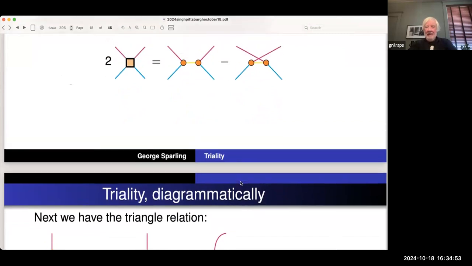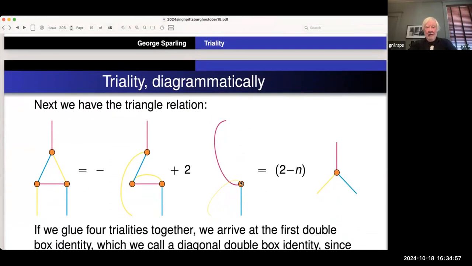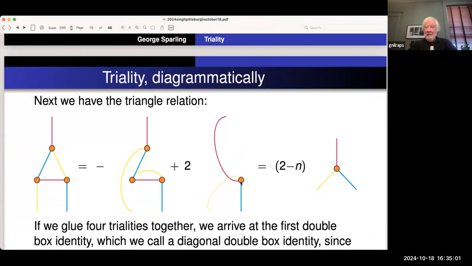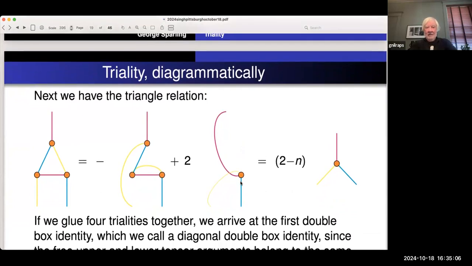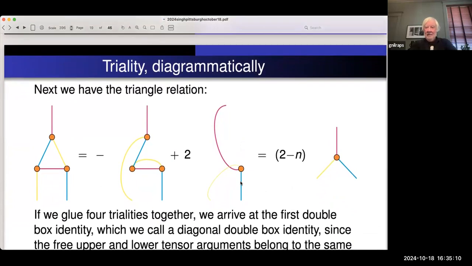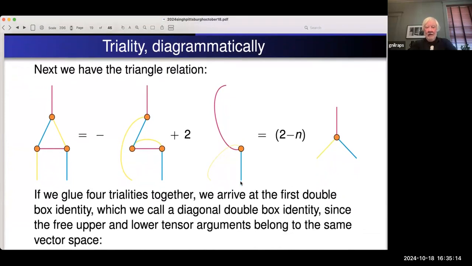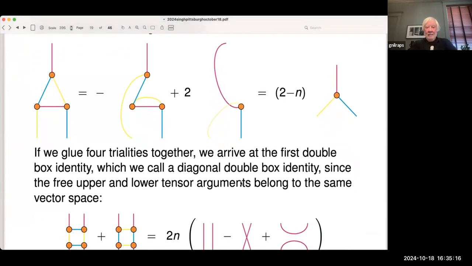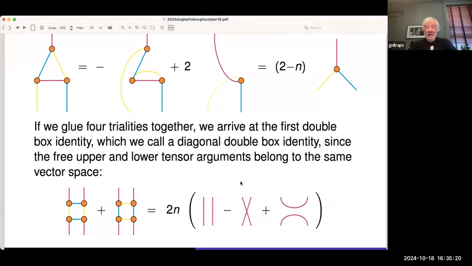So now you can start playing with these diagrams. Here's a beautiful little formula. If you have a triangle like this, it turns out to be proportional to the triality operator itself, where you collapse a triangle to a point. Now it turns out that the key thing is to understand what happens when you glue trialities together in bunches.